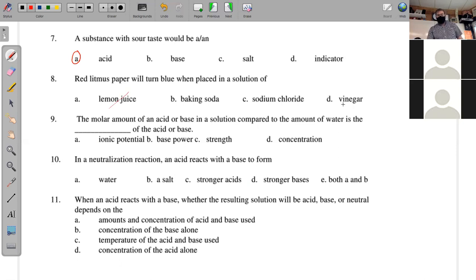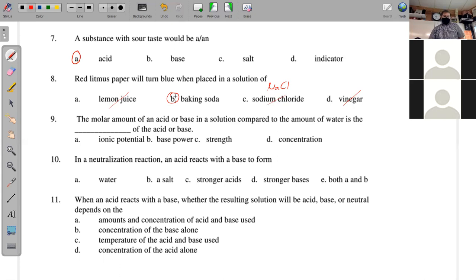Vinegar is acetic acid, so it's not that. Sodium chloride is an ionic compound that's just a neutral thing, NaCl. There's no OH or H, so it's not sodium chloride. And it turns out baking soda forms a base whenever you have it in the presence of water.